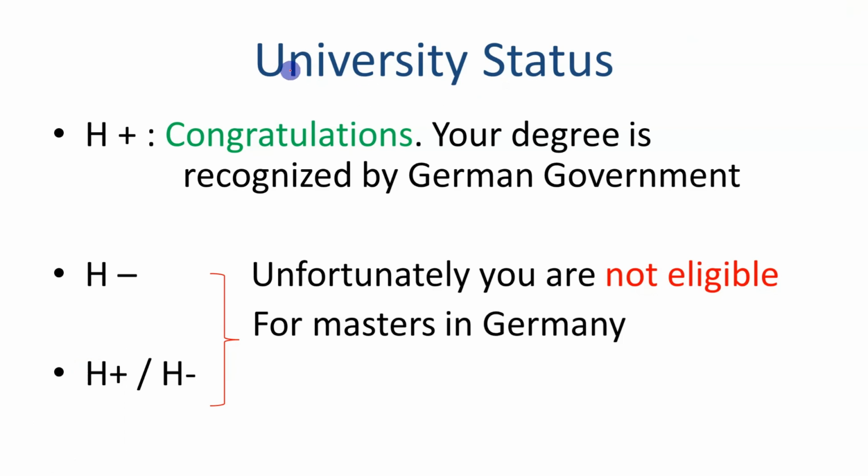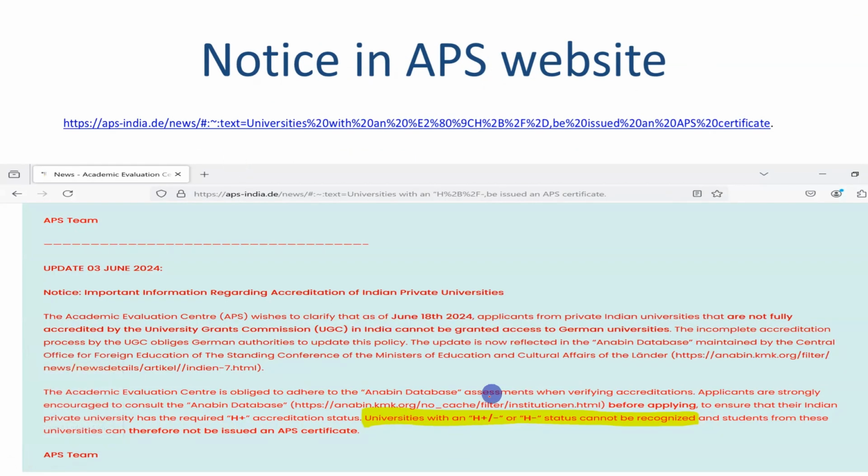Now we understood the university status, and after checking your university status in the Anabin website, you can proceed with the next steps. As you can see here, universities with H plus or H minus status cannot be recognized, and the students from these universities can therefore not be issued an APS certificate. Okay, you can check this notice by yourself. Here is the link. I will provide the link in the description.